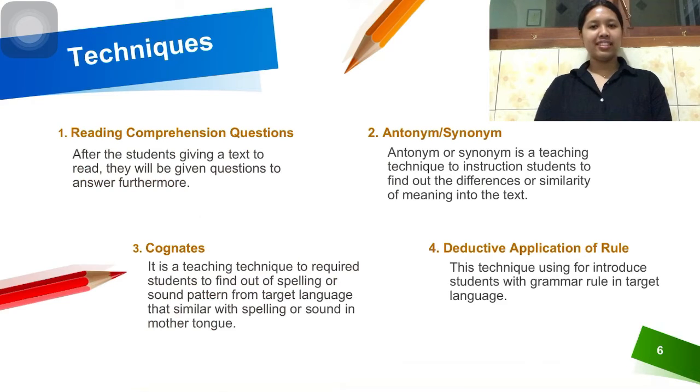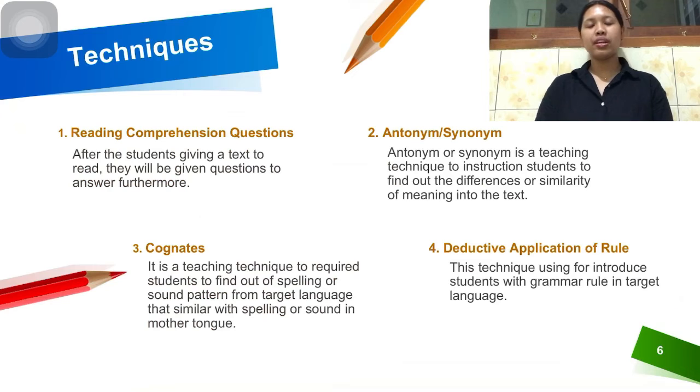How to apply GTM? Okay, so here are some techniques of GTM that you must know. The first is reading comprehension questions. After students are given a text to read, they will be given questions to answer. Furthermore, there are three kinds of questions given to students. The first is related to the content that they read. The second is not related directly to the text, but it requires drawing a conclusion to take information from the text. And the last question is to make students relate the text to their experiences.